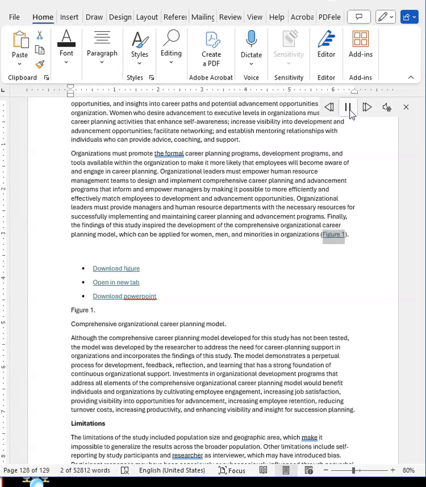Figure 1. Download figure. Open in new tab. Download PowerPoint. Figure 1. Comprehensive Organizational Career Planning Model.